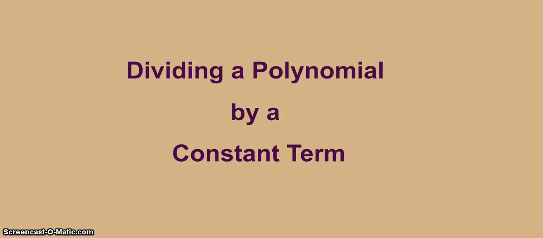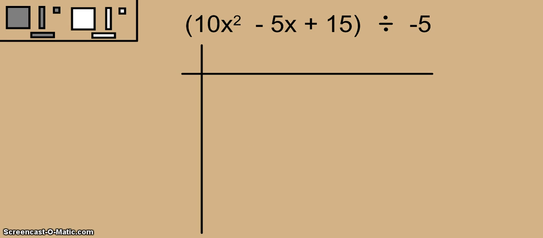In this video, you will learn how to divide a polynomial by a constant term. In this example, we will divide the polynomial 10x squared subtract 5x plus 15 by the constant term -5.